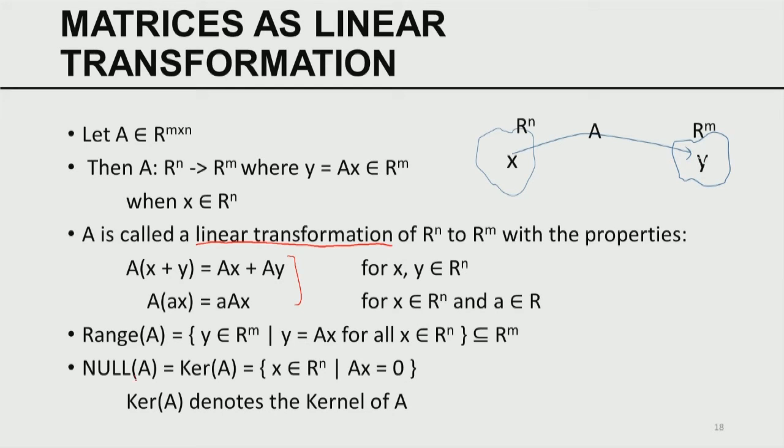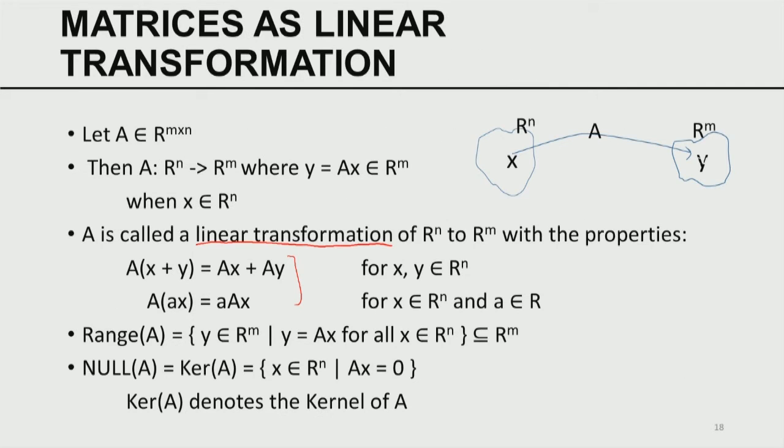The null space of A, on the other hand, is also called the kernel of A. These are different names. It is the set of all vectors which are annihilated by A. So A times x is 0, where x belongs to Rn; the set of all x such that Ax equals 0 is called the null space. It is also called the kernel. So the kernel of A is the set of all vectors which are annihilated by the matrix A.